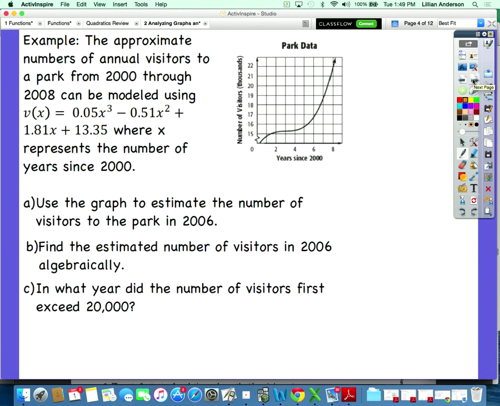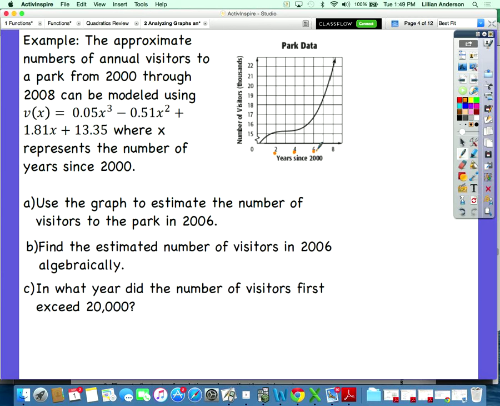Here we have the approximate numbers of annual visitors to a park from 2000 through 2008 can be modeled by this v of x function, where x represents the number of years since 2000. Look at your graph. 2, 4, 6. Those represent the years after 2000. So the 4 will correspond to what? 2004. And if you look at your y-axis, the number of visitors is in thousands. So 17 is not 17 people. It's really 17,000. Wonderful.